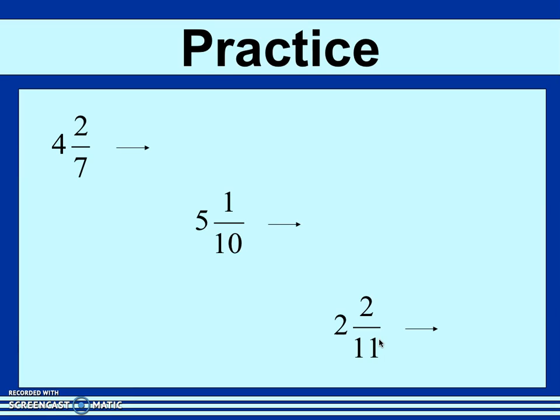Alright, 4 and 2/7. That is going to give me, well, 7 times 4 is 28, plus 2 is 30. So I get 30/7. The second one here, 5 times 10 is 50, plus 1 is 51. So I have 51/10. And down here I have 11 times 2 is 22, plus 2 is 24, so 24/11. Alright, that is writing a mixed number as an improper fraction.